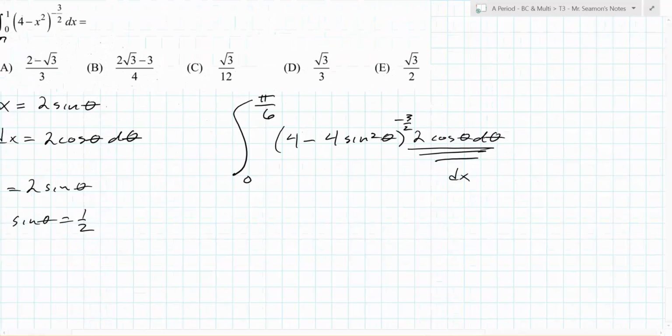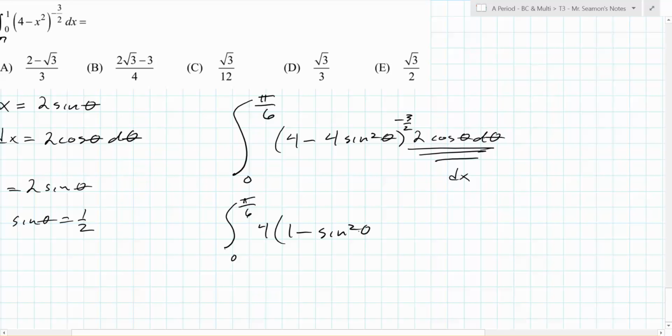Here's why this is really nice. What is 4 minus 4 sine squared theta? What can you factor out? So you have the integral from 0 to pi over 6 of 4 times 1 minus sine squared theta to the what power? To the negative 3 halves. We can factor out the 2 cosine theta d theta like this.